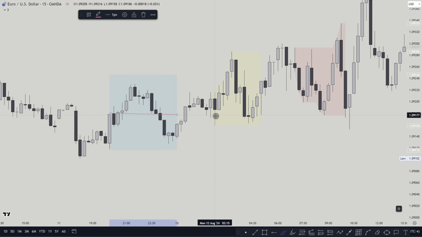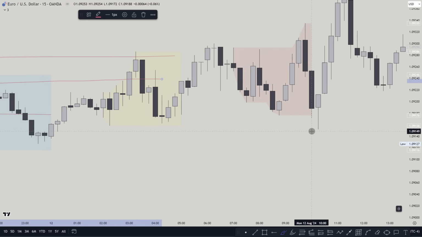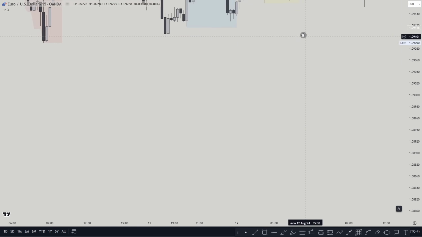Maybe there is a fair value gap there. It could hold, but overall, you see a liquidity sweep of this level as well as the Asian session high, and then a fair value gap here. That's the one that held. And then we also keep an eye on what?